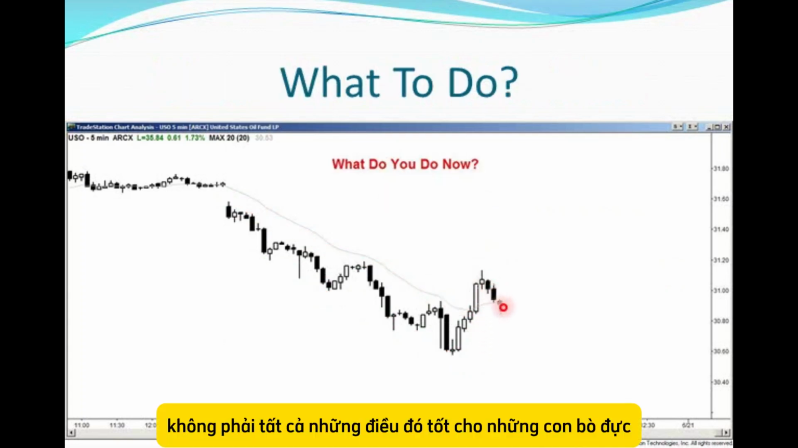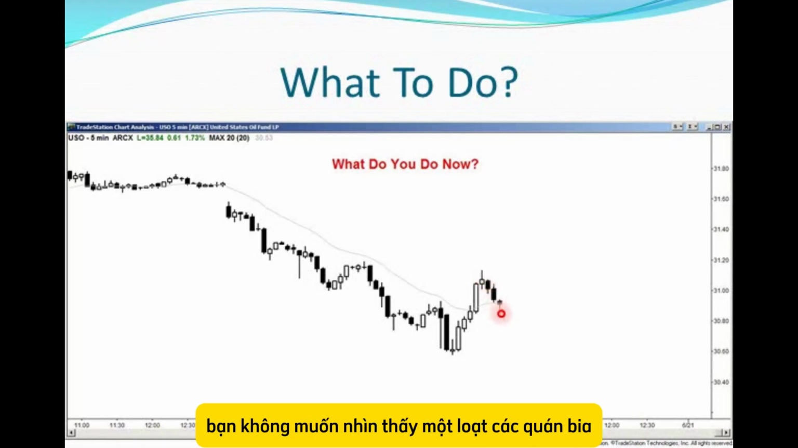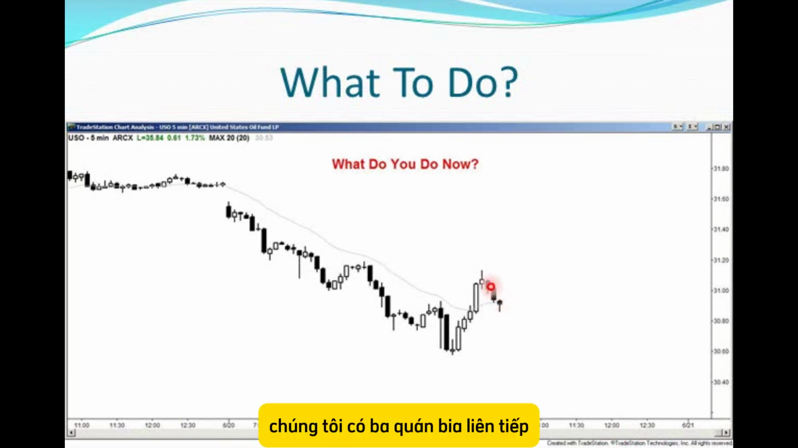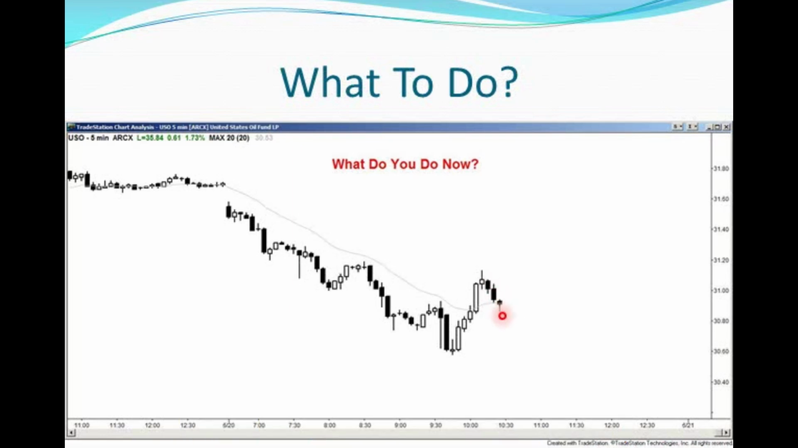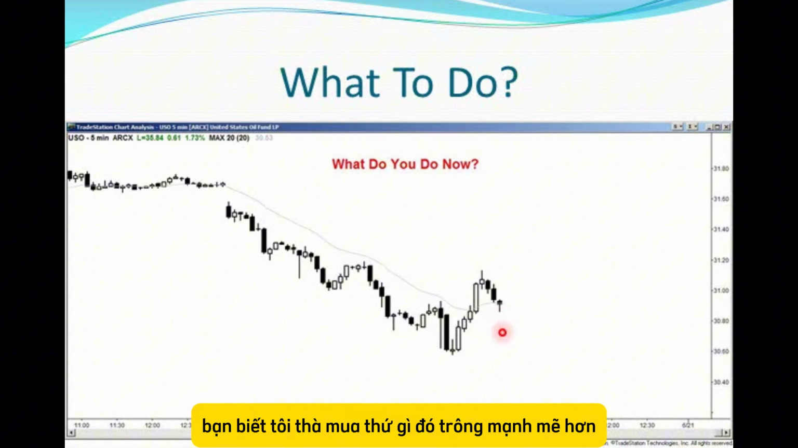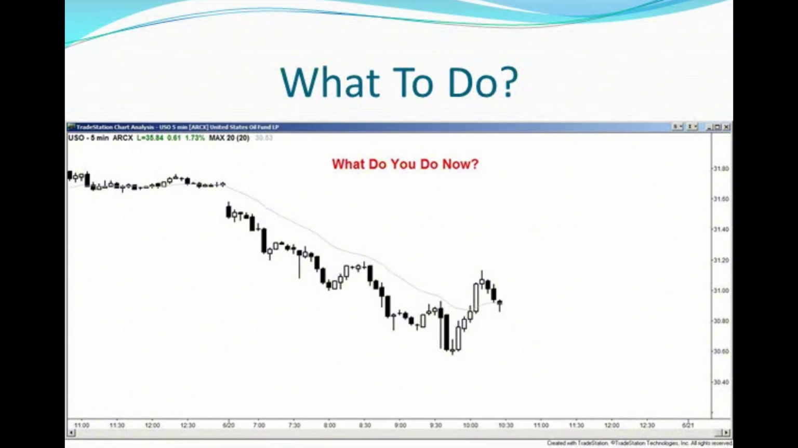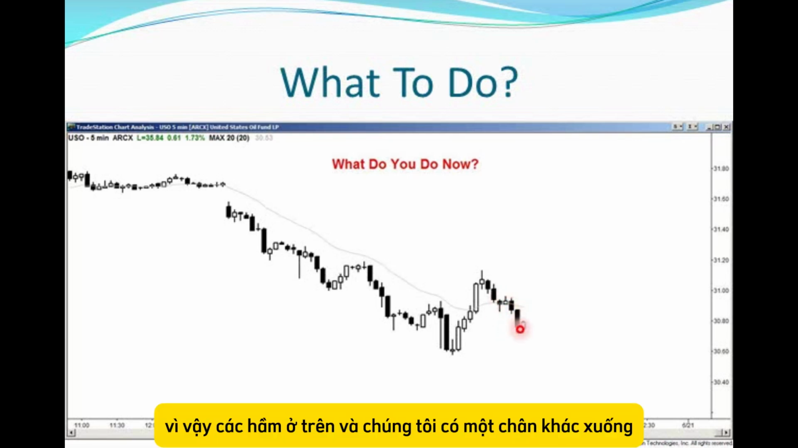Not all that good for the bulls. You don't want to see a series of bear bars. But that's not a reliable higher low. We have 3 consecutive bear bars. I'd rather buy something that looks stronger. So sellers above, and we got another leg down.